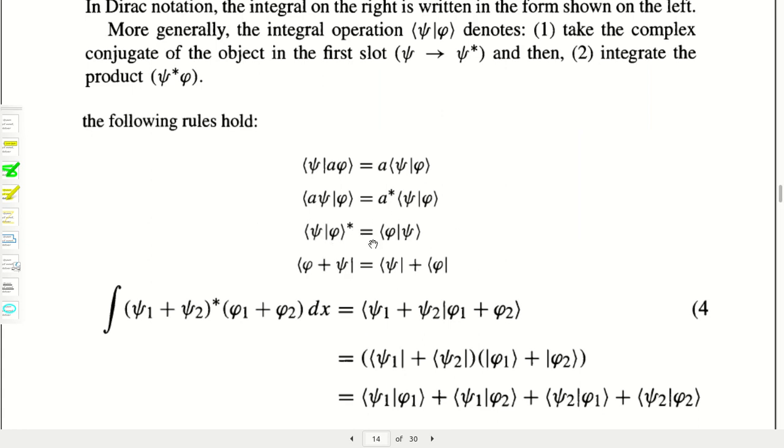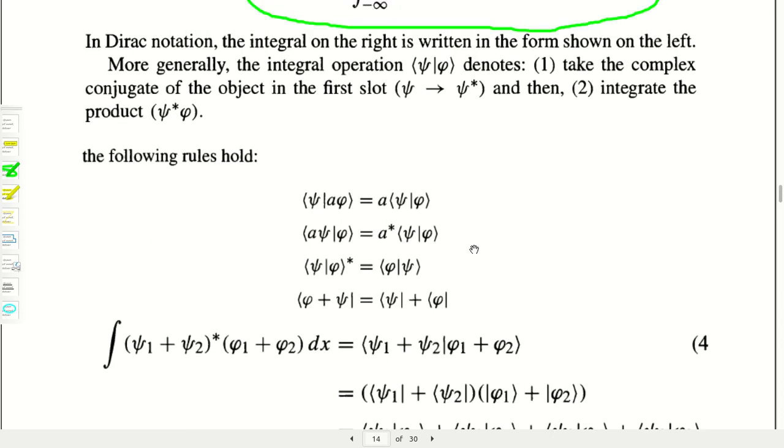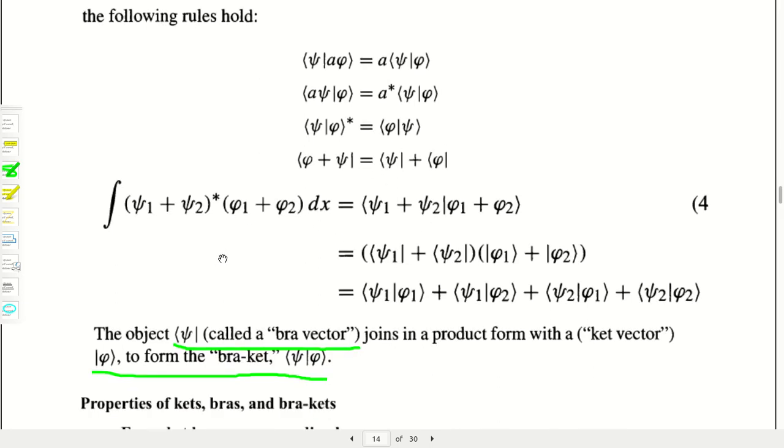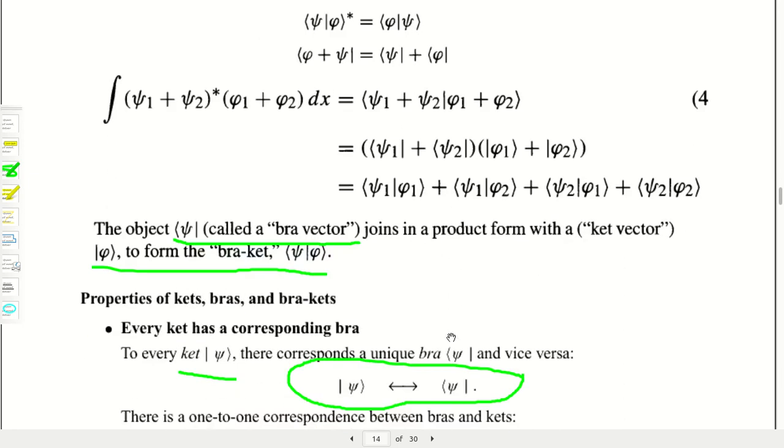Psi phi whole star is equal to phi psi, because the inner product you can prove this very easily. I will suggest you prove those relations on your own. And this is a distributive law, it will follow.